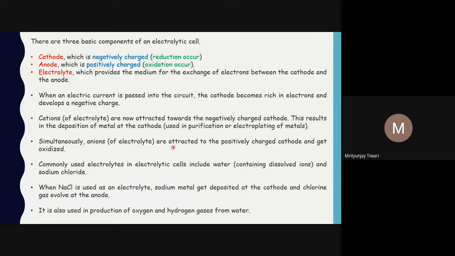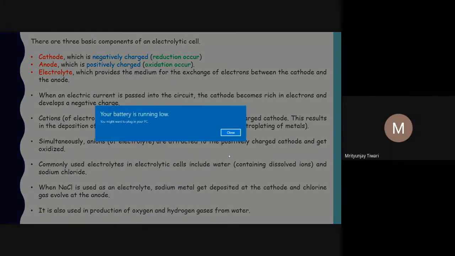Simultaneously, anions of the electrolyte are attracted to the positively charged anode and get oxidized. This is what we have just seen. Commonly used electrolytes in electrolytic cells include water, and water is very important for us.